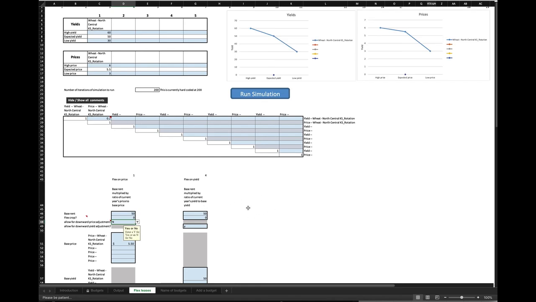Now, there's a whole bunch of other types of flexes you could have. You can flex on revenue, and other things. As I get more time and adjust the spreadsheet, I will add some of the other flexible leases as possible options in this as well.